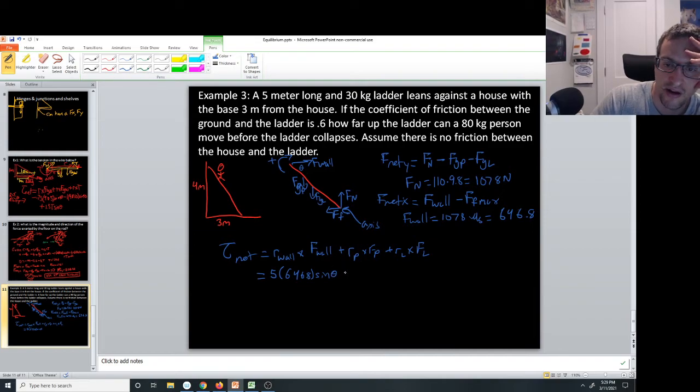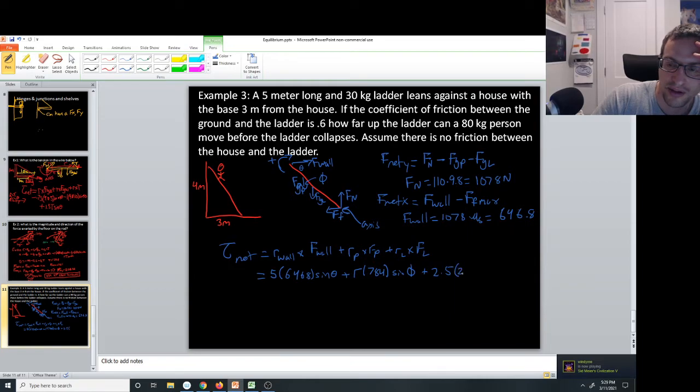Okay, and then we've got plus R person, which is our unknown. The force of the person is 80 times 9.8. That's 784. I'm going to use phi here for this other angle. So this angle right here, that's going to be phi. Plus 2.5, which is the R of the ladder, times 294 times sine of also phi.